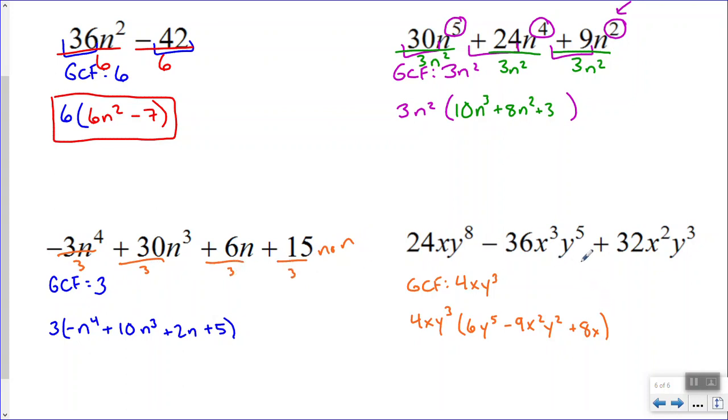In the second one, it's a little more complicated because we have more variables to deal with, but still the process remains the same. Start with our coefficients. We see that we have a GCF of 4. Then we have x to the 1st, x cubed, and x squared. So our lowest power is x to the 1st. For y, we have y to the 8th, y to the 5th, and y cubed. So we go with y cubed. Factor it out and see what we get left over.